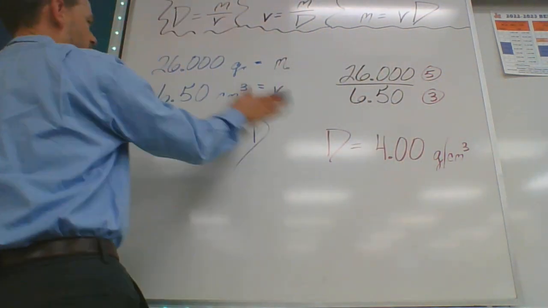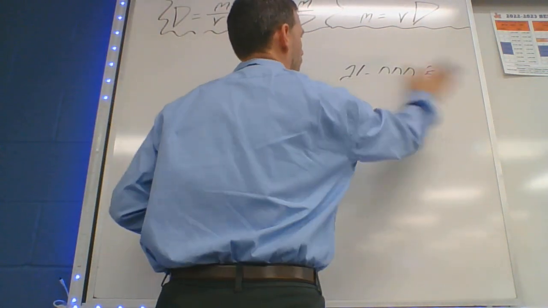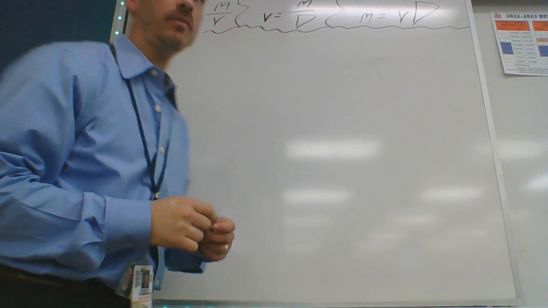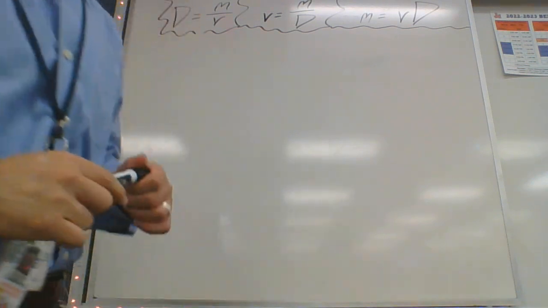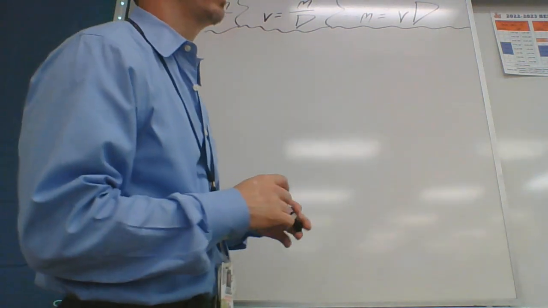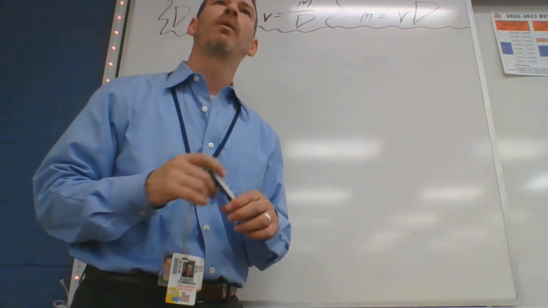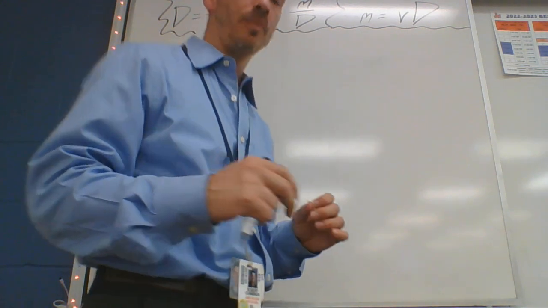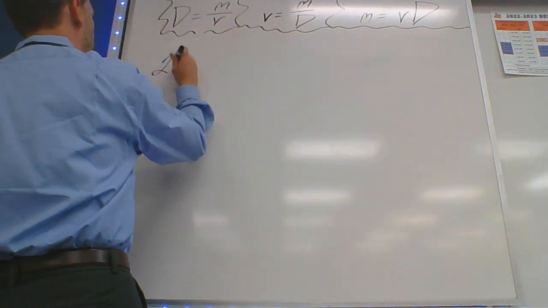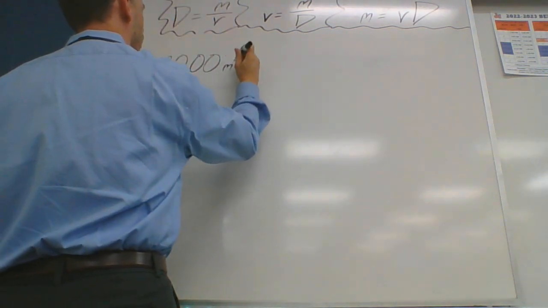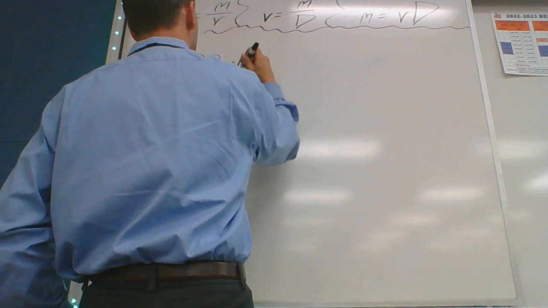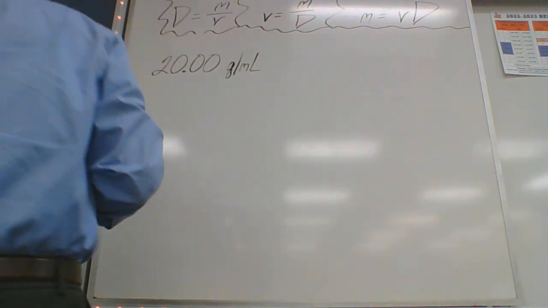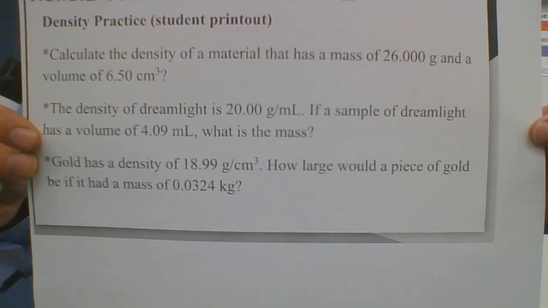Let's do another one together, but draw some cards. It says the density of a dreamlight, that sounds cool, is 20 grams per mil. Then it gives us a volume and asks for a mass. Let's extract some numbers from number 2. The first value I see is 20. The units is grams per mil. All right, the second value that I see is 4.09.